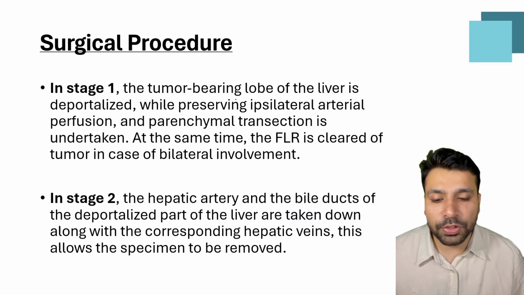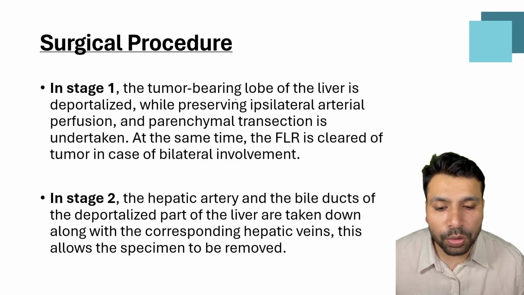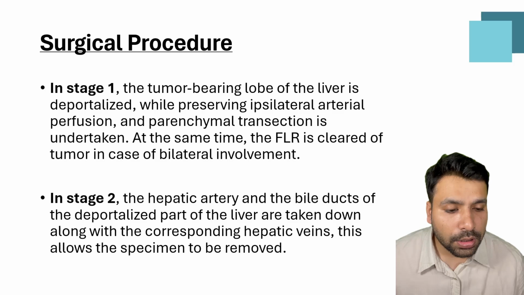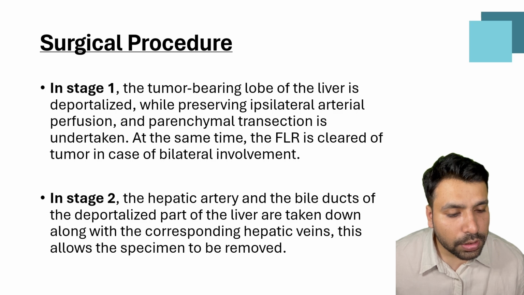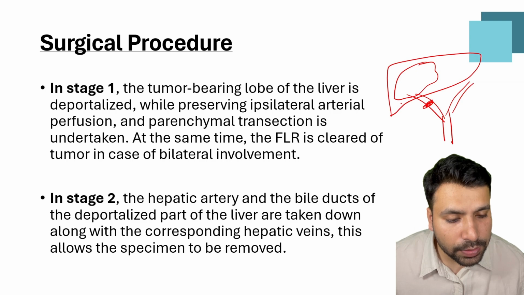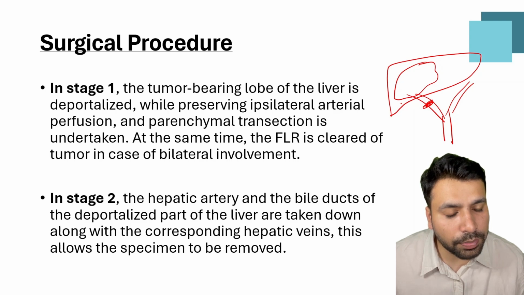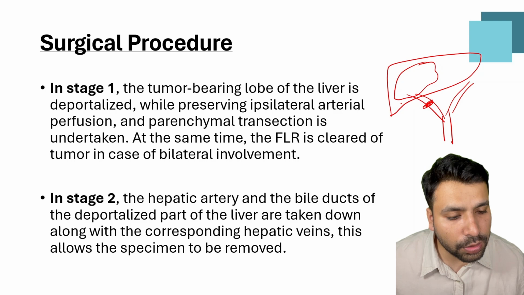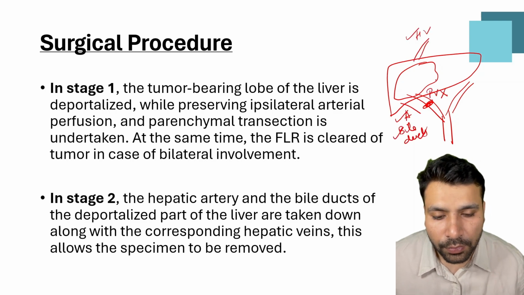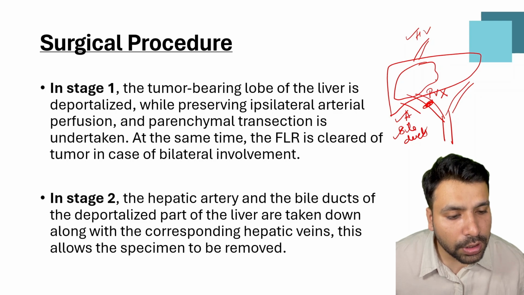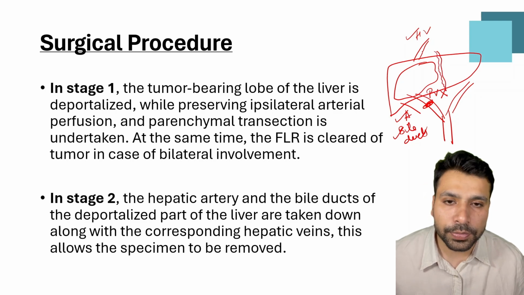So, what is the procedure which we do in stage one? The tumor bearing lobe is deportalized. That means if this is the liver, this is the tumor, and this is the portal vein, in the first surgery, when you open the abdomen, you ligate the portal vein here. But you preserve the arterial supply, the bile ducts are preserved, and the hepatic veins are also preserved. Only the portal vein is ligated. And the other thing which is done in stage one is the transection of the parenchyma. You don't remove it, you just transect it and you close the abdomen.